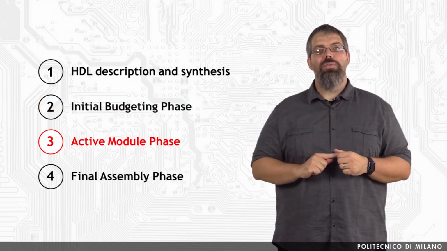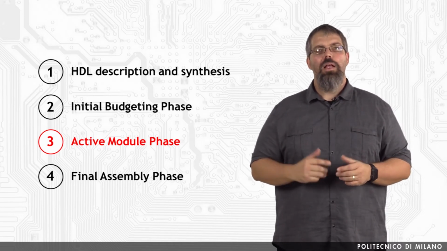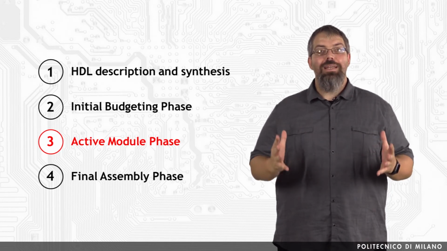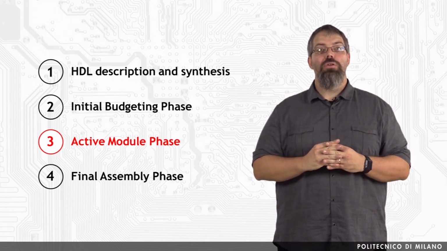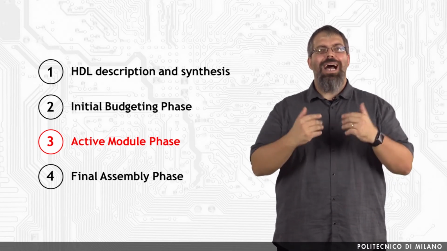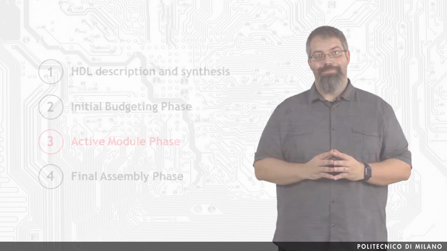The active module phase is where each component is going to be implemented. Thanks to the constraints identified during the initial budgeting phase, we can independently implement each module composing our design. Just to be clear, by implementing, I'm referring to the technology mapping and the place and route phases.